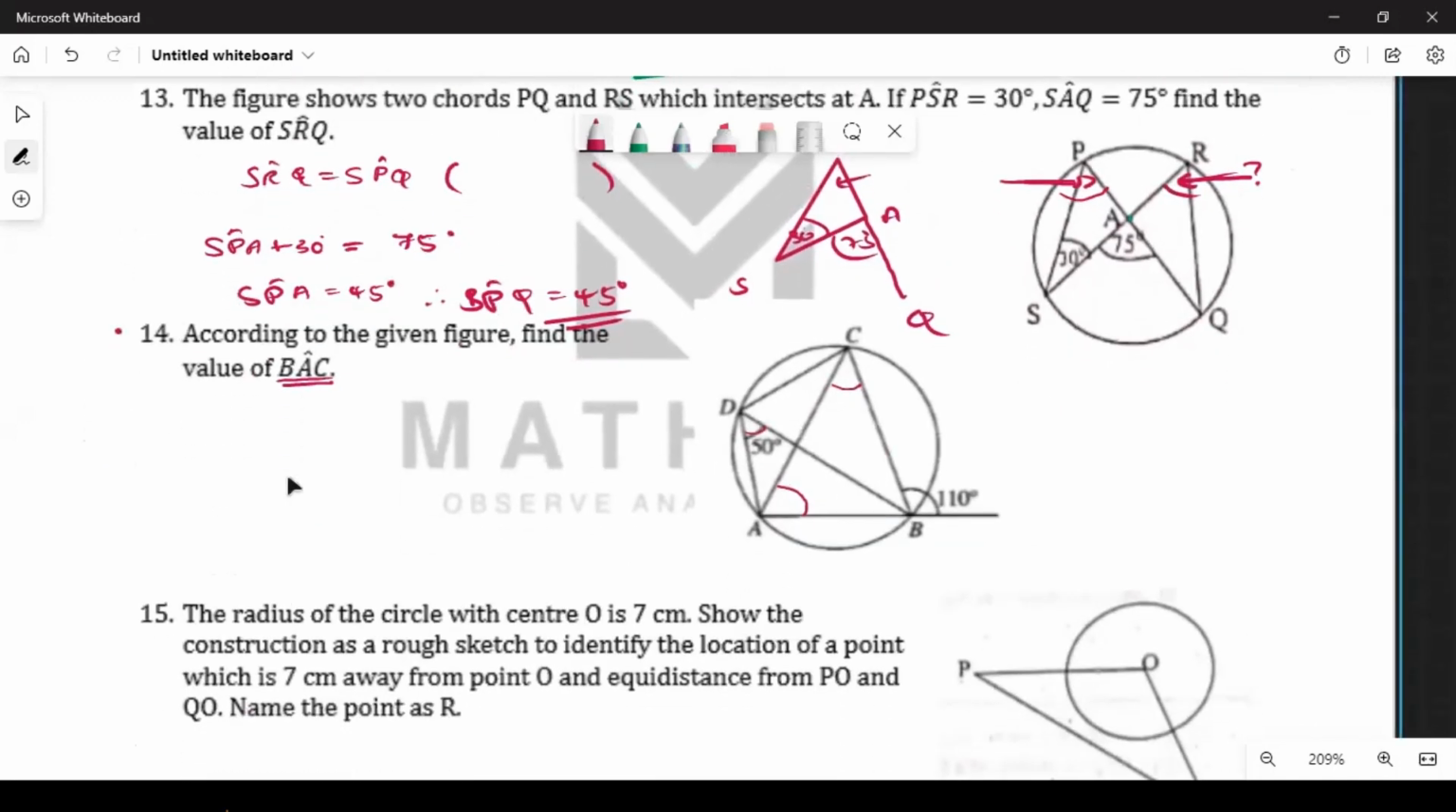In your main O-level paper also, it's like that. Every year they will give you the same theorem, only the picture will be different. Here, this one is 50. Why? Angles on the same segment. If you take this triangle, 50 degrees plus angle CAB, or BAC, is equal to this exterior angle. Why? If you take this triangle, the exterior angle is equal to the sum of the interior opposite angles. 50 plus this BAC, our target. So angle BAC is equal to 60 degrees.